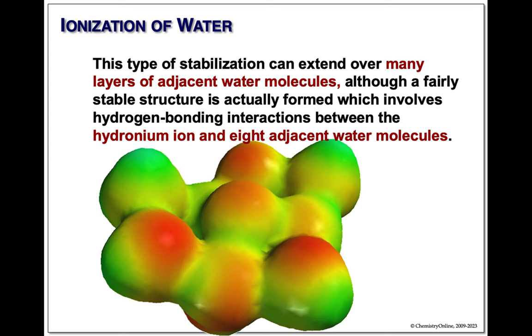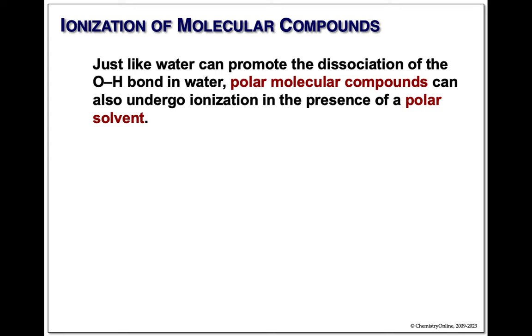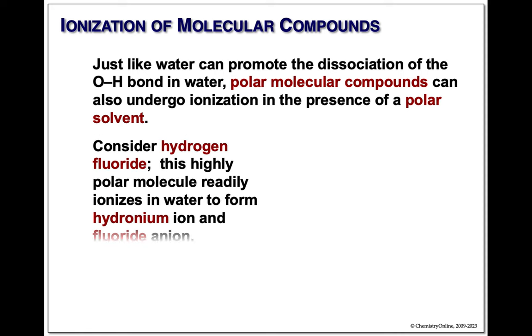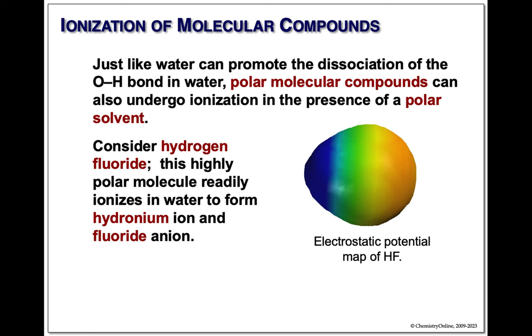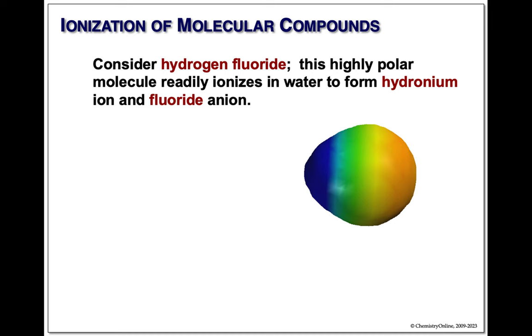All right, in chapter 7, we also talked about polar covalent bonds, polar molecular compounds, and what we looked at was hydrogen fluoride. This is HF, the electrostatic potential map. We said that the hydrogen end was very positive, and the fluoride end, because it's the most electronegative element, was very negative. Well, if you put HF into water, water is going to come and hydrogen bond to the hydrogen end of HF.